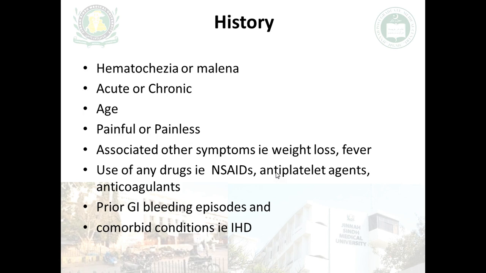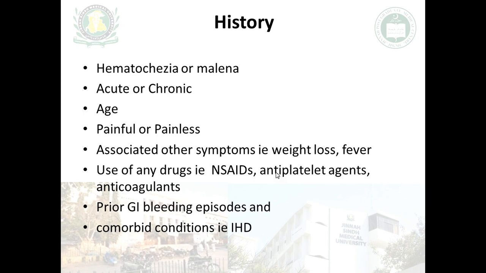What is the age of the patient? Is he in the older age group or is he younger? Mostly we consider above 50 and less than 50 years of age. Is the bleeding painless or painful? Does the patient feel any pain when he defecates or not?